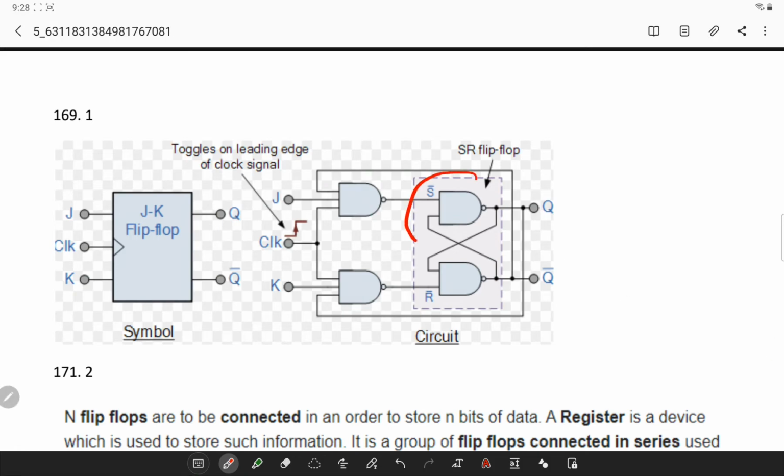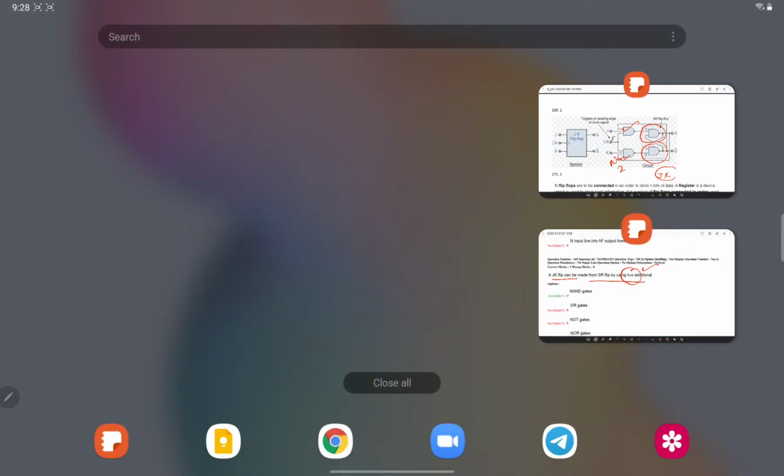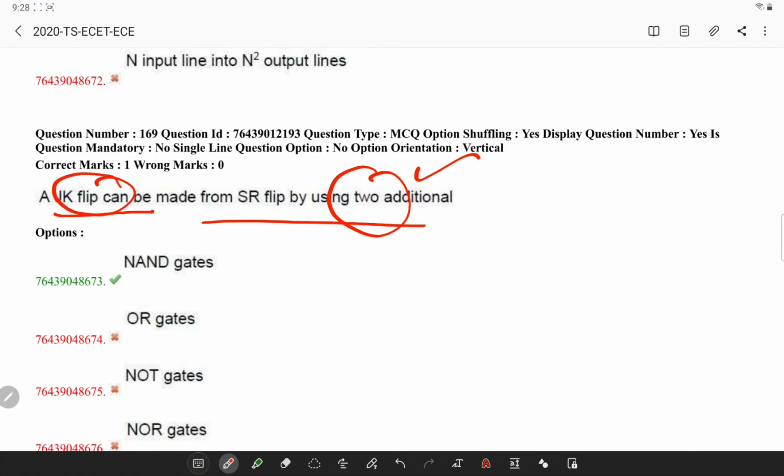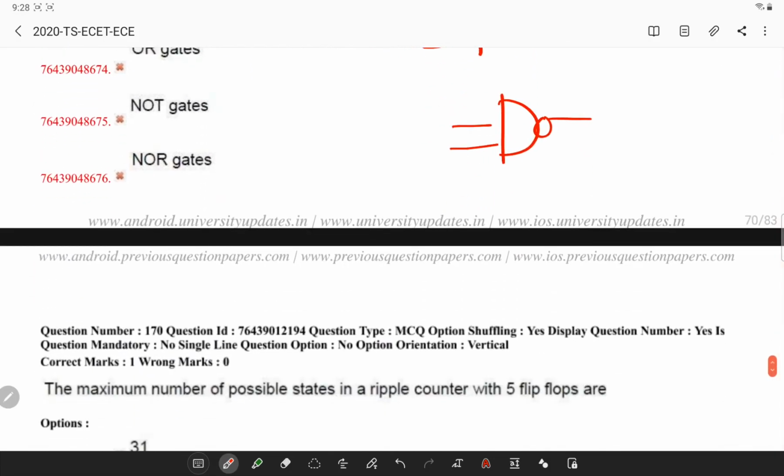Now see, this is your basic SR flip-flop. Now if I use 2 NAND gates, this will be converted into a JK flip-flop. Now see the question: a JK flip-flop can be made from an SR flip-flop by using 2 additional NAND gates. So you will keep the NAND gates in the front.